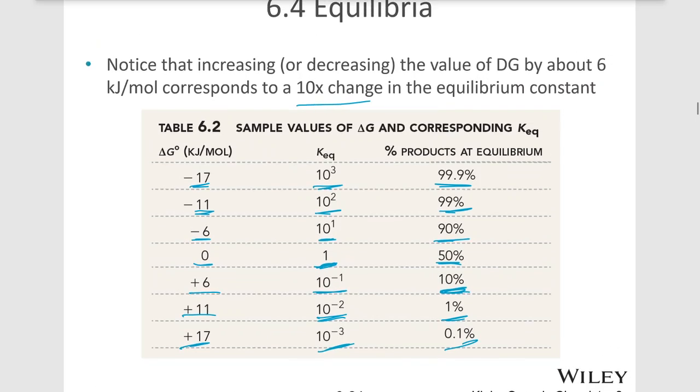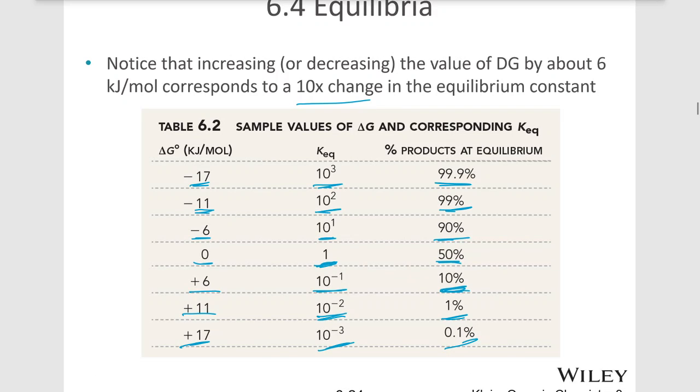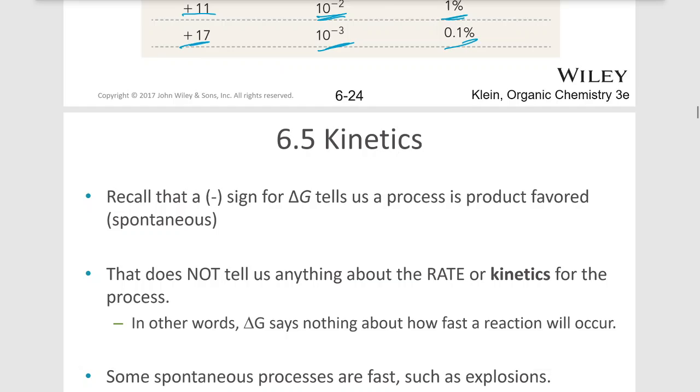So the most important takeaway from this is to see that if we have a negative delta G, we're going to have more products at equilibrium than we have reactants, okay? And the more negative it is, the more products are going to be favored. If we have a 0 delta G, then our KEQ is 1. We have a 50-50 ratio of products to reactants at equilibrium. If our delta G is positive, then we're going to favor reactants at equilibrium, and therefore the more positive it is, the more we favor reactants, okay?